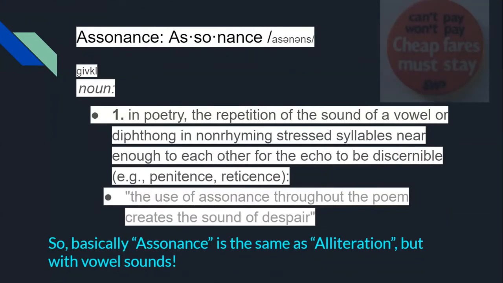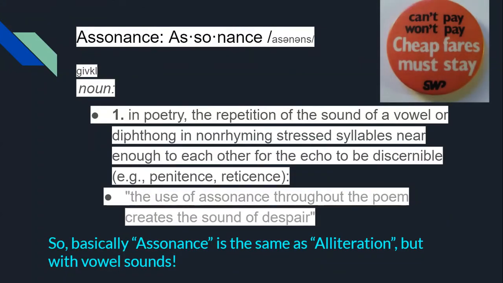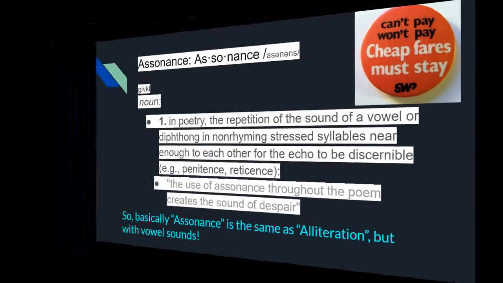Okay, assonance is pretty much the same as alliteration, but with vowel sounds. For example, can't pay, won't pay, cheap fares must stay. All the A sounds stick in your head, and they're stressed so that you can focus on those particular words, okay? In poetry, the use of assonance throughout the poem creates a sound of despair. That certain sound of those syllables will make you feel a certain way. So you'll use assonance more in high school and college, but I wanted to introduce it to you.